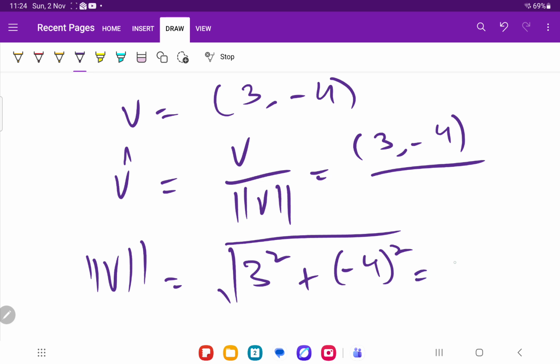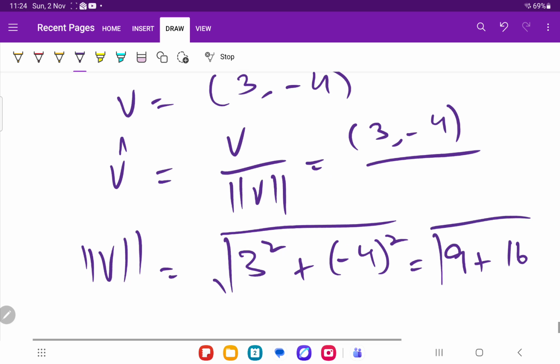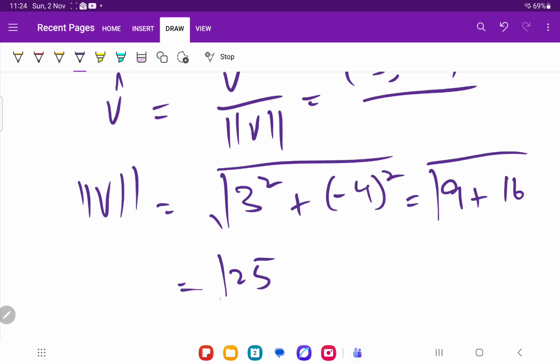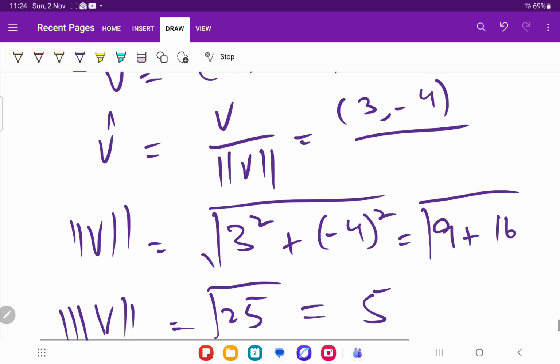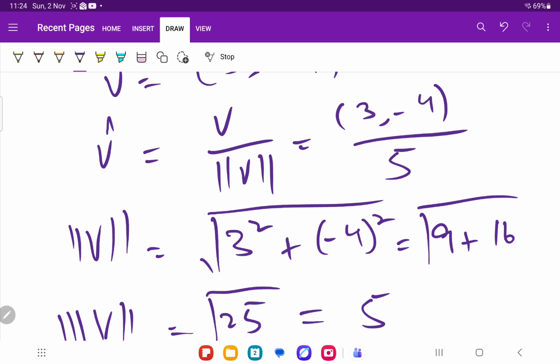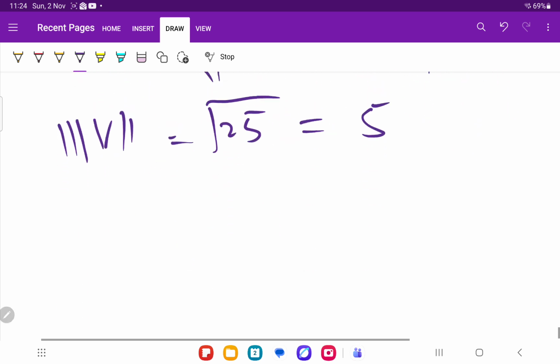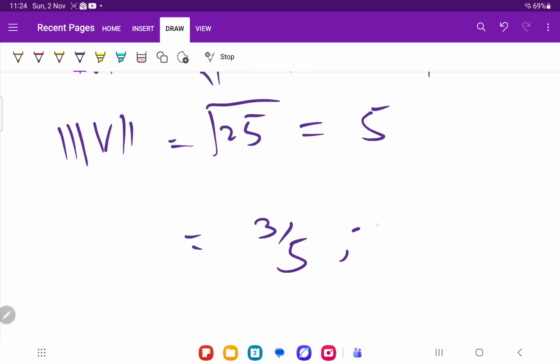Norm, we have seen the formula. 3 raised to power 2 is 9, minus 4 raised to power 2 is 16, raised to power 1 by 2, which is square root. So square root of 25, answer is 5. So norm of v is 5. So we simply put the value of the norm, which is equal to 5. So that will be called the direction vector. So if you want to write in simplified form, 3 by 5, minus 4 by 5 will be the direction vector, okay.